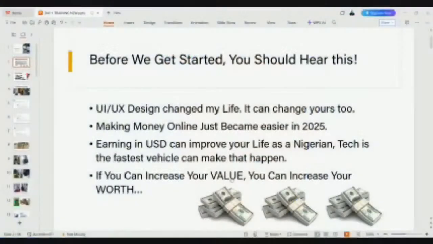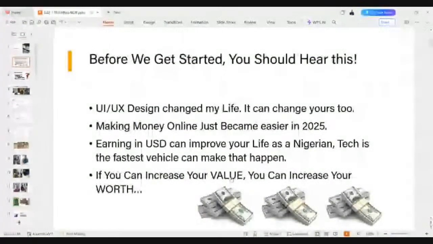I know some persons here might already have an idea of what UI design is, but a lot of persons don't know. They just want to earn in dollars, they want to get into tech. Amazing. I was like that. But by the end of today's class, you should know what UI design is, so that when we get into practicals, you won't be confused. So let me just get into it.